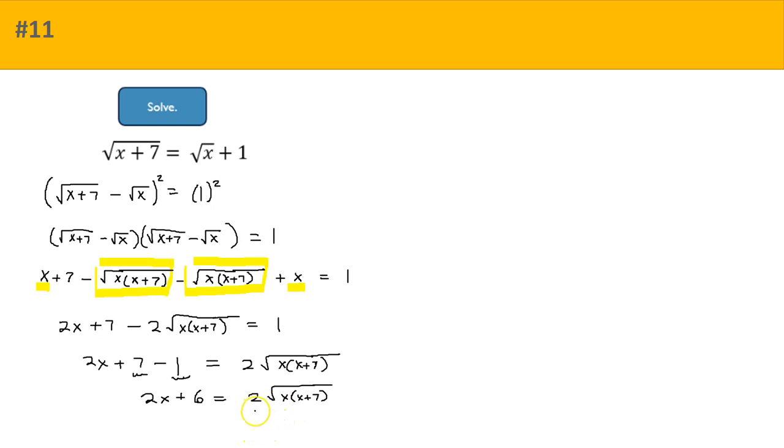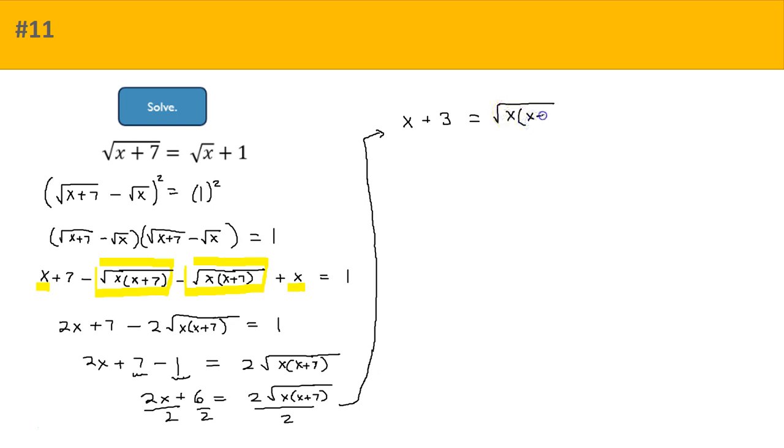Okay, so in order to get the square root by itself, at this point we need to divide by 2, which will be dividing by 2 on everything. Okay, so we end up with 2 divided by 2 is 1, so we get 1x, or just x, plus 3. And these 2's, 2 divides into 2 one time, and 2 divides into 2 one time. So we get x plus 3 is equal to the square root of x times x plus 7.